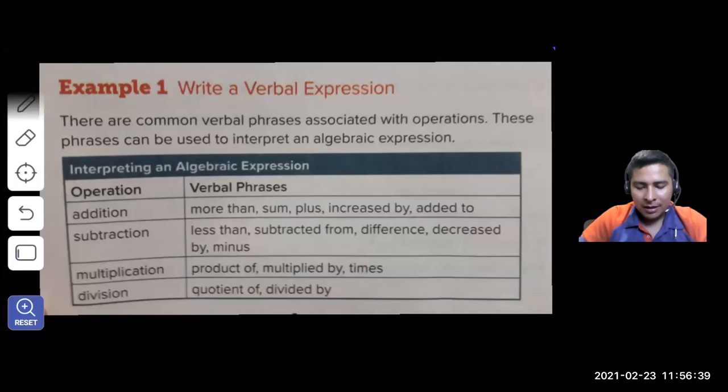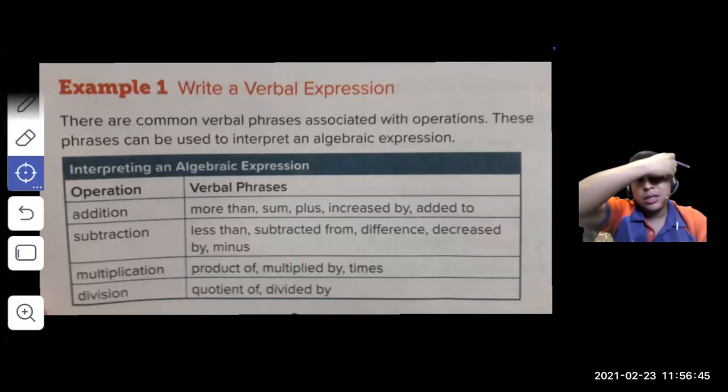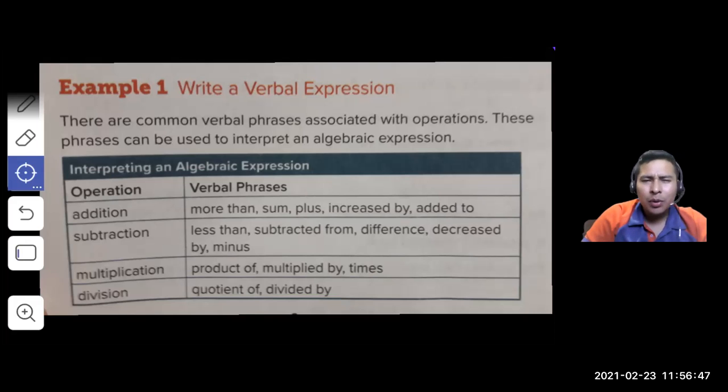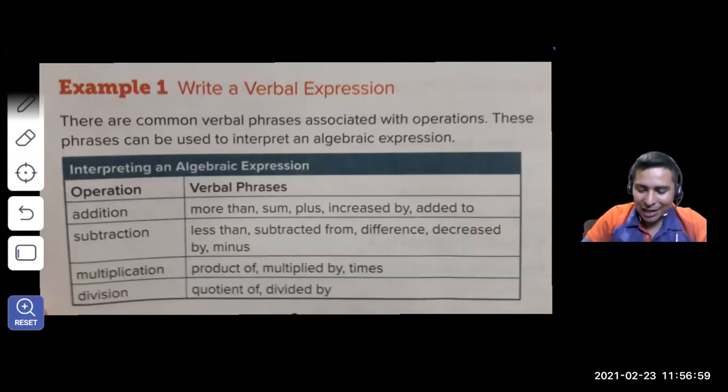Okay, this is what we got. Then, guys, with all this information, we are going to write verbal expressions. What is that? There are common verbal phrases associated with operations. These phrases can be used to interpret an algebraic expression. What does this mean, guys? Let's have a look.